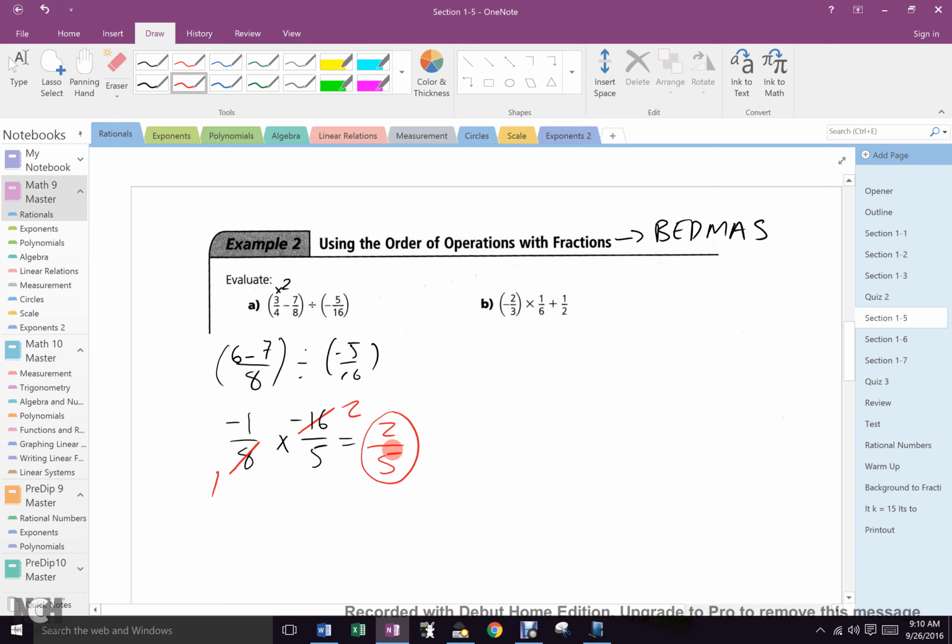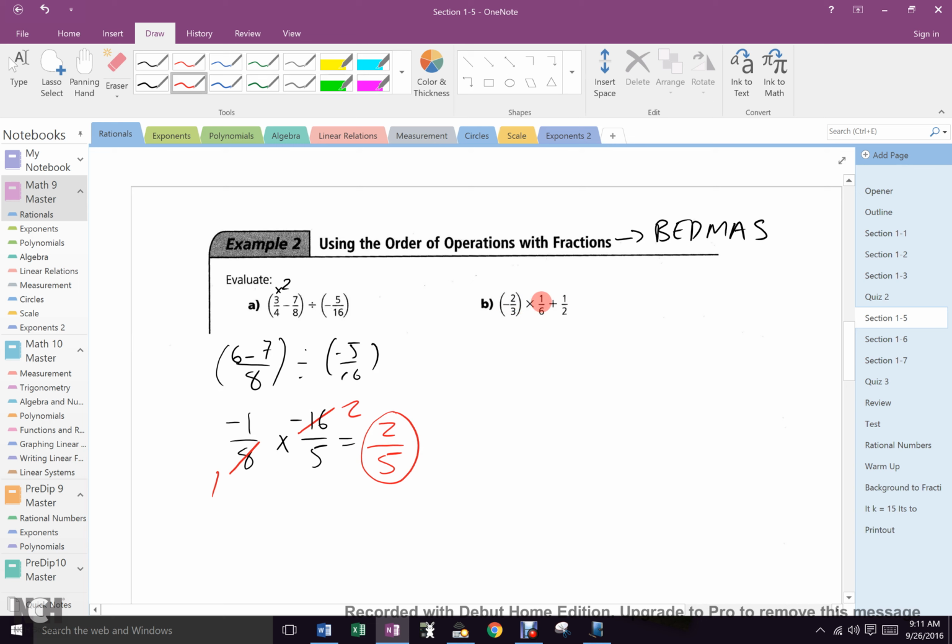Done without a calculator, even though it was fractions. What do I do first here? Are those BEDMAS brackets? No, they are not. So what do I do? I multiply. Can I do anything with 2 and 6? Yeah.